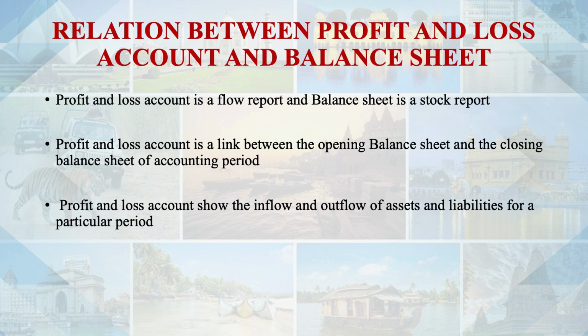Why has this changed? The position of your assets, liabilities and owner's equity has changed because of your profit and loss account statement. Because the profit and loss account is a flow report, it shows the changes in the assets and liabilities, and because of that the position of your opening balance sheet is very different from your closing balance sheet. As I said, it shows the inflow and the outflow of assets and liabilities. That is why we call the profit and loss account a flow report.